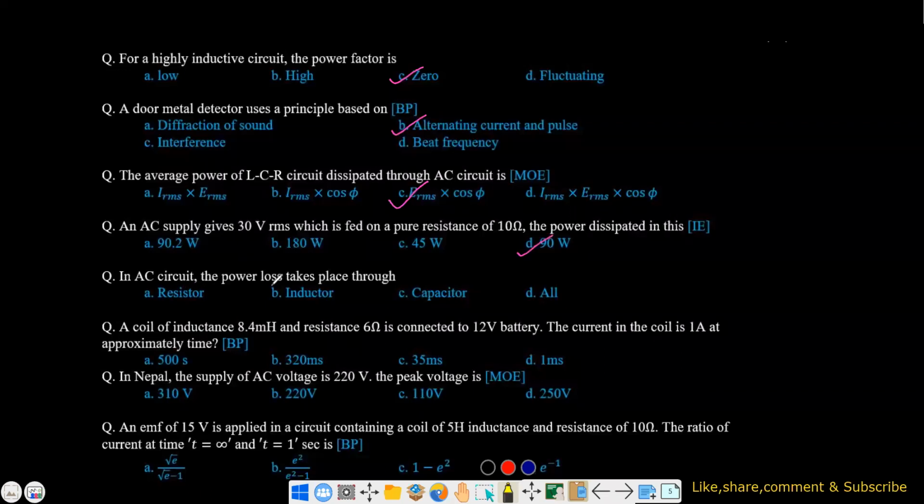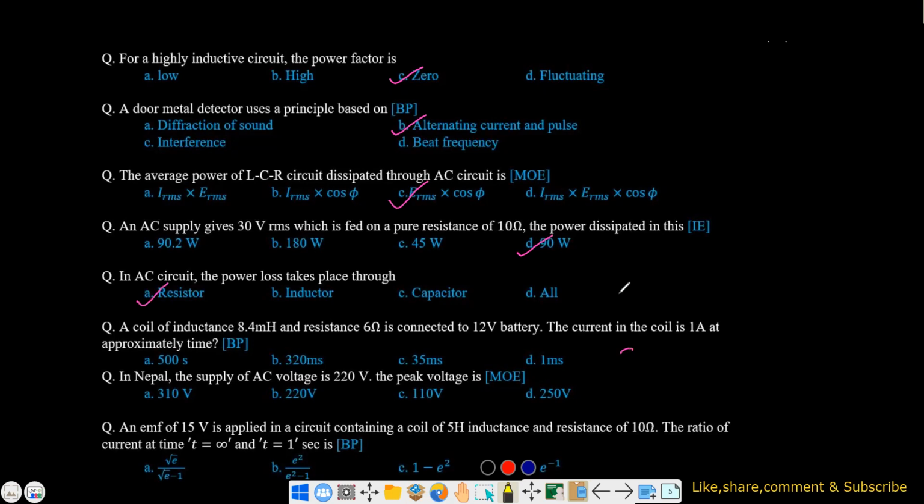In AC circuit, the power loss takes place through, definitely, power loss गराउने भनेकै सबभन्दा इम्पोर्टेन्टली रेसिस्टरले हो, अरूले त पावर लस गराउँदैनन्. प्युरको कुरा गर्ने हो भने त इन्डक्टर क्यापासिटरले केही नै गर्दैन. A coil of inductance and resistance is connected to a battery. The current in the coil is 1 ampere at approximately what time? We are going to get the time. Okay, so यहाँनिर हामीलाई भेट्नु छ के भन्दाखेरि the current in the circuit.